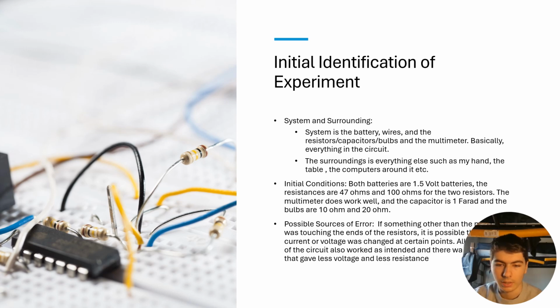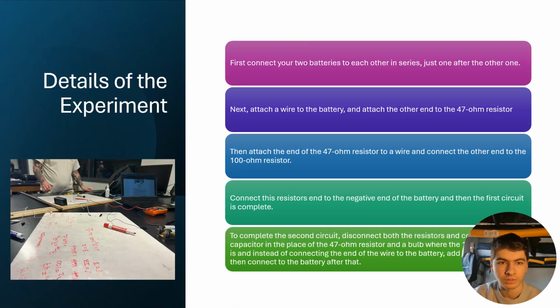Possible sources of error: if something other than the resistors, such as the wires, were touching the ends of the resistors, it's possible that current or voltage was changed at certain points. We measured this with the multimeter several different times to try to mitigate this. But again, this could have happened very easily, as circuit leaks.